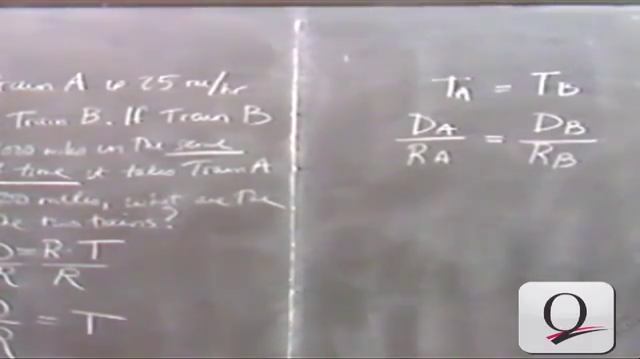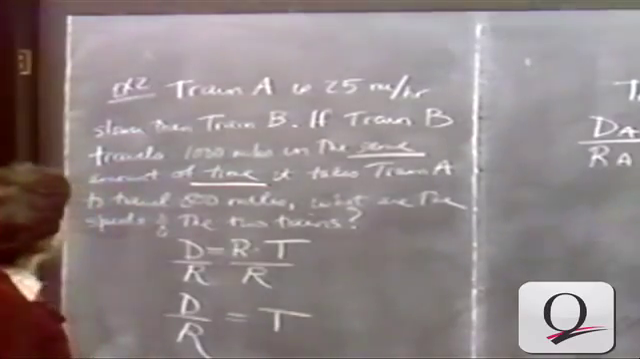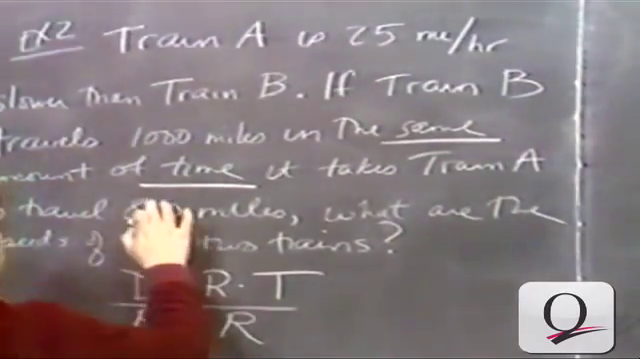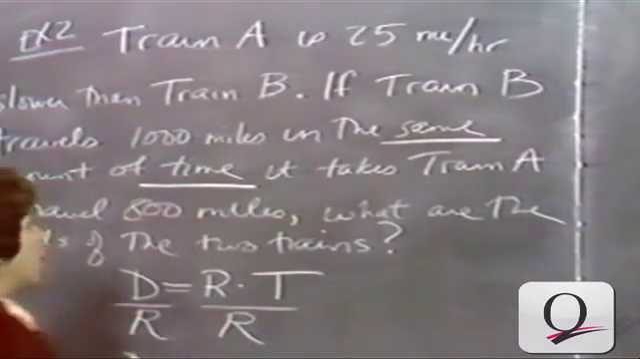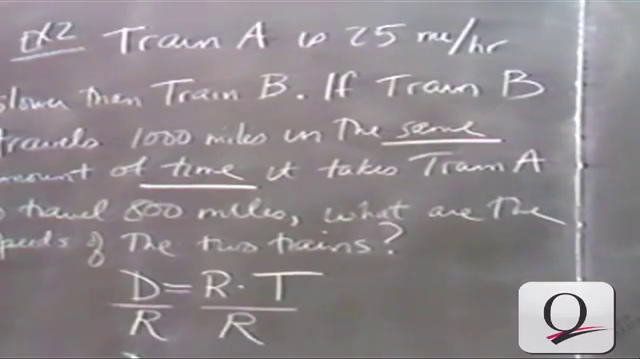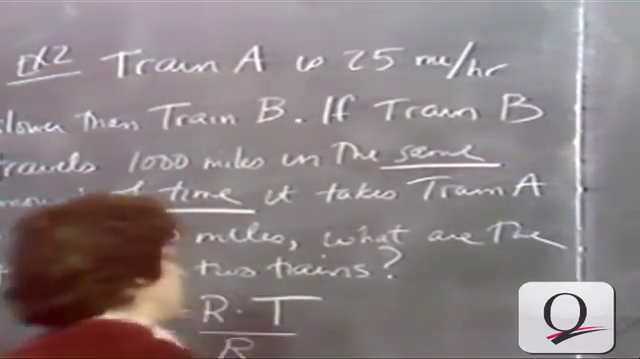Okay, let's see what we are told. We are told the distance traveled by train B, 1,000 miles, and the distance traveled by train A, 800 miles. Now as far as the rates, we're not told them exactly, but we are told that train A travels 25 miles per hour slower than train B. So let's start here.